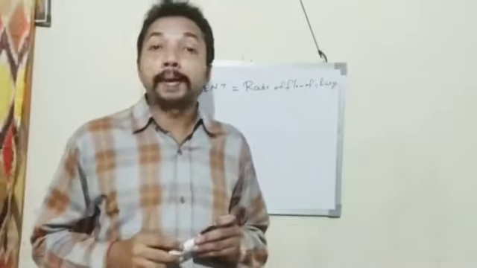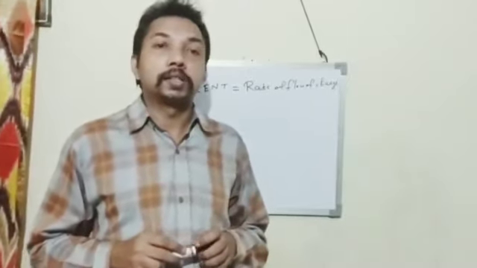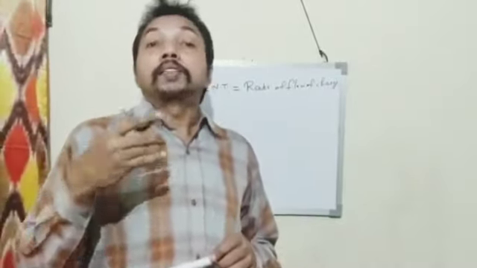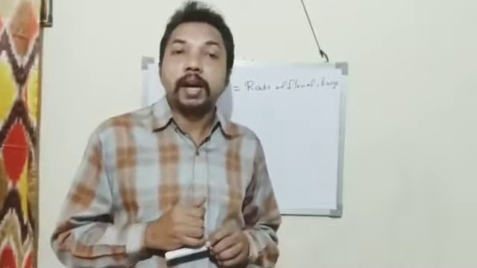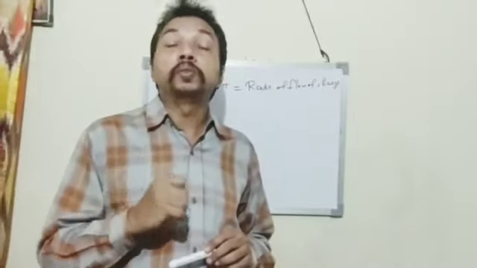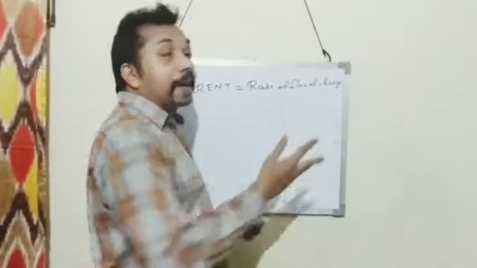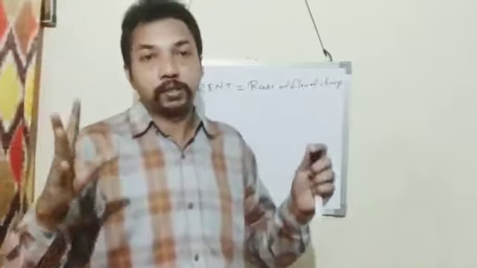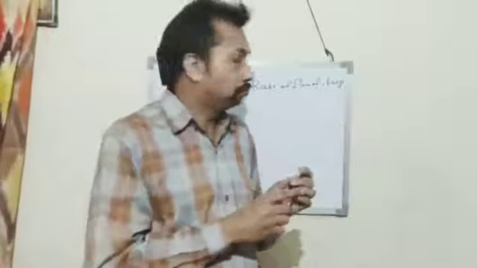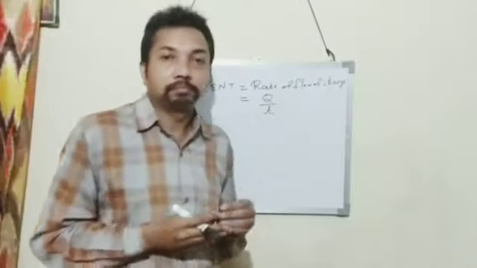You know there are two types of charges, positive charge and negative charge. The body which has excess of electrons has negative charge, and the body which has a deficiency of electrons has a positive charge. So current means it is the rate of flow of charge, the amount of charge flowing in unit time.